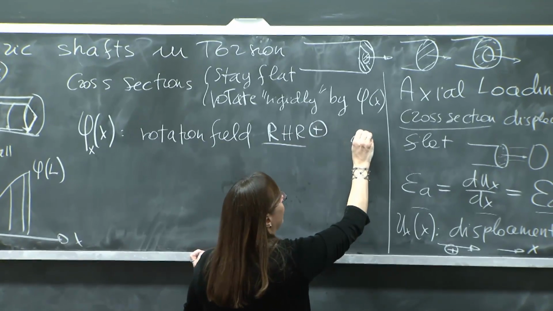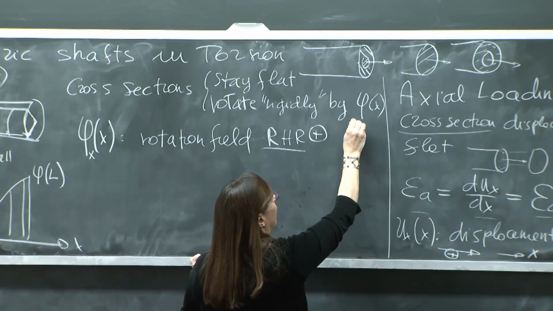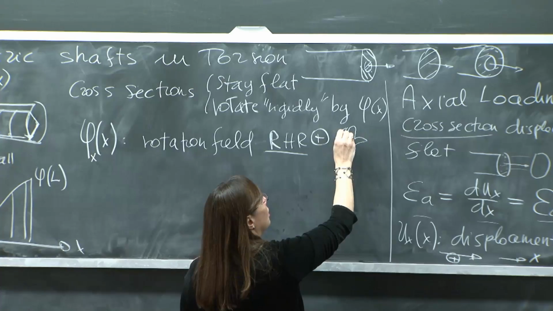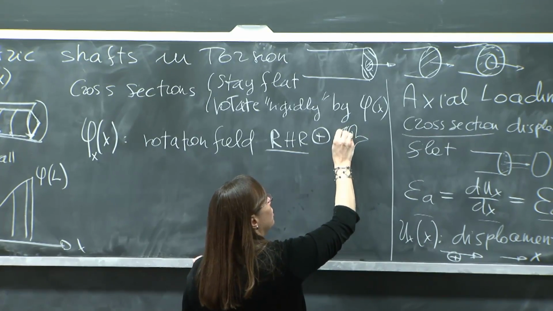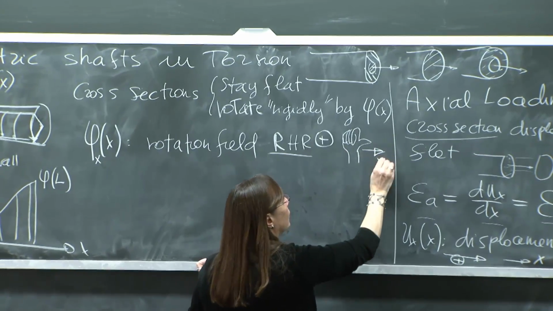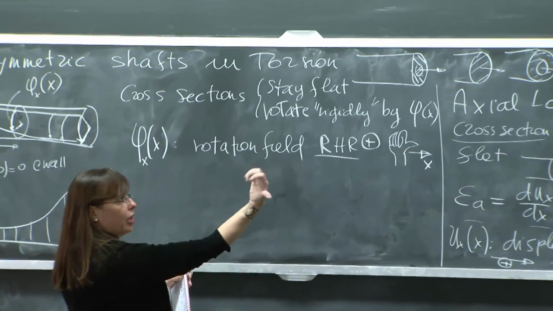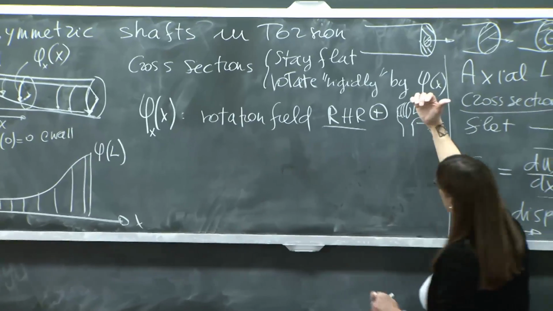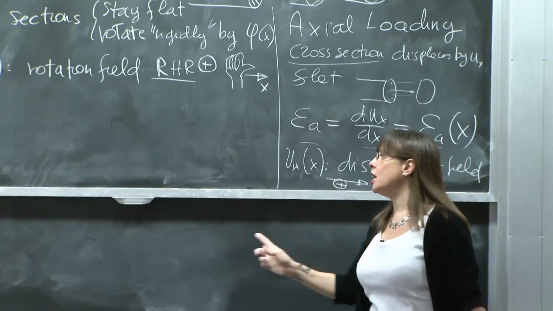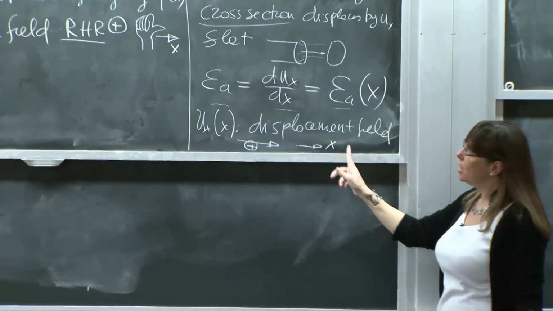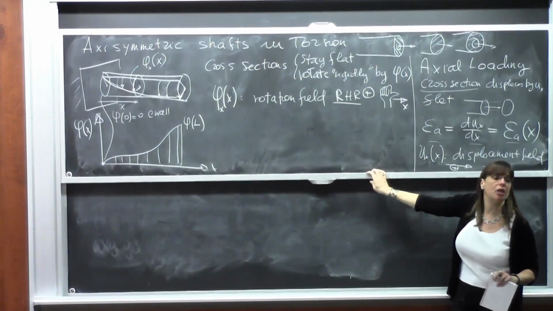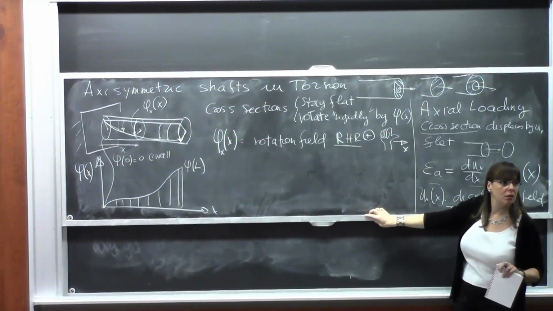So if this is your hand, and I have to draw the hand again, this is your hand. Ugly fingers. Okay, so if this is your x-axis, phi of x goes with x, the same way as ux goes with x. It's just that now, because we're dealing with rotation, we cannot just say it points in x. It points in x with the right-hand rule.